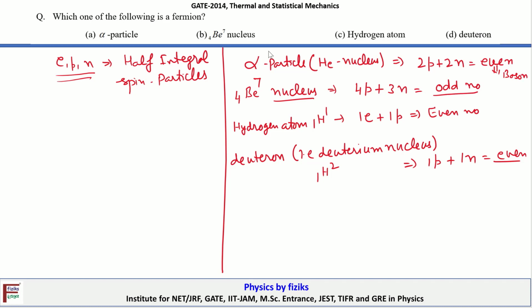So if it's an odd number, that means it's a Fermi particle. Okay, so here the hydrogen atom, it's an even number, so that means it's a boson. Okay, again deuteron, it's a nucleus of deuterium, it again has an even number of nucleons, so therefore it's a boson. Hence it's option B that's correct here.